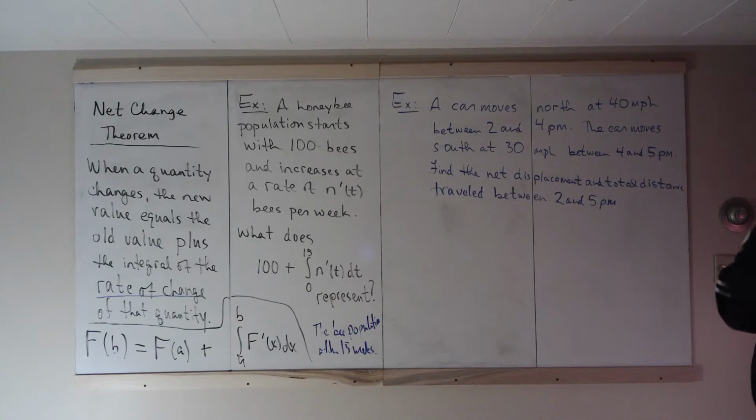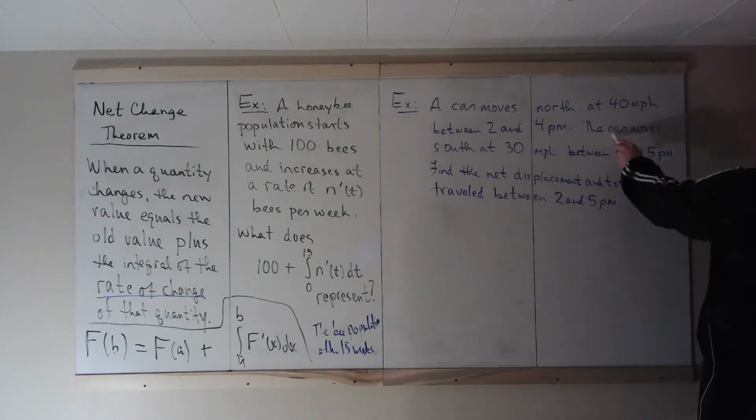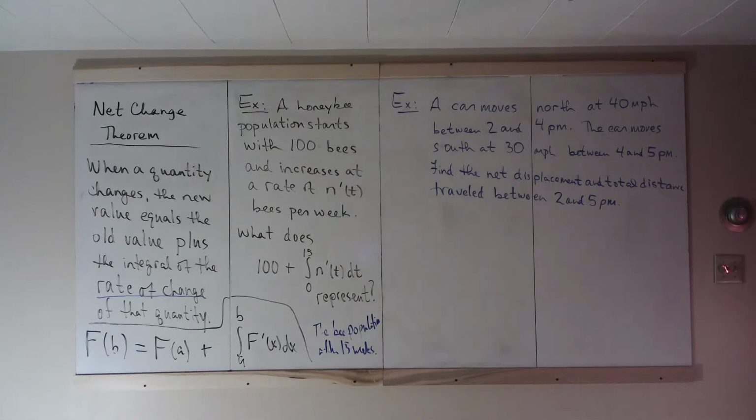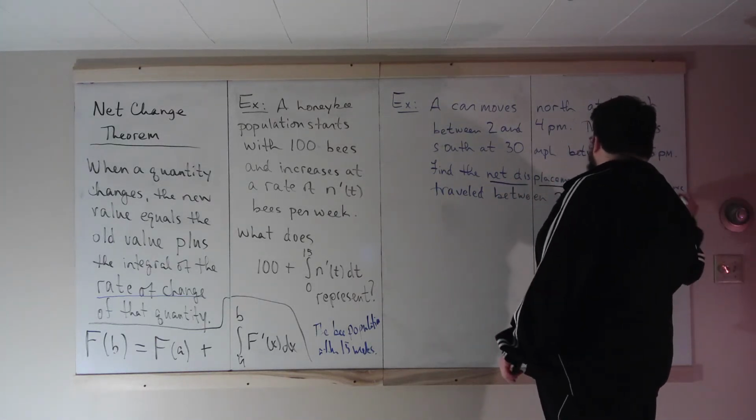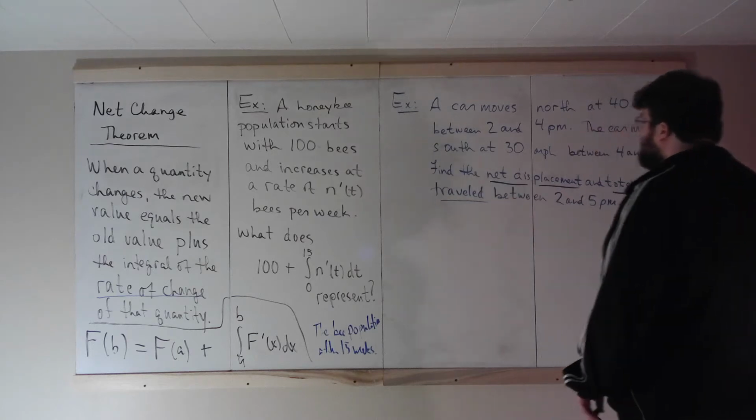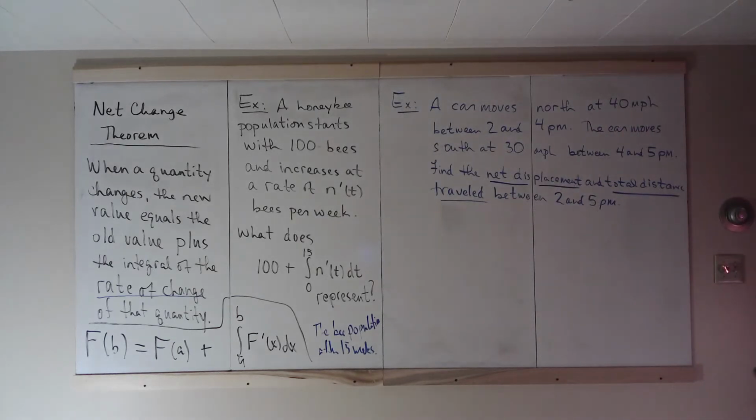A car moves north at 40 miles per hour between 2 and 4 p.m. The car moves south at 30 miles per hour between 4 and 5 p.m. Find the net displacement and the total distance traveled, traveled, of course, with 1 L in American English, between 2 and 5 p.m. So we need 2 different things here. We need the net displacement and we need the total distance traveled.